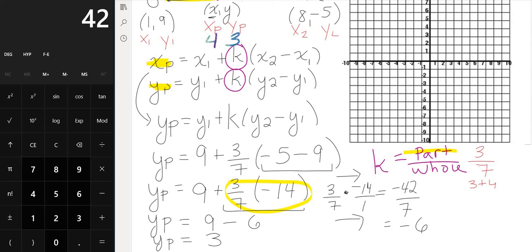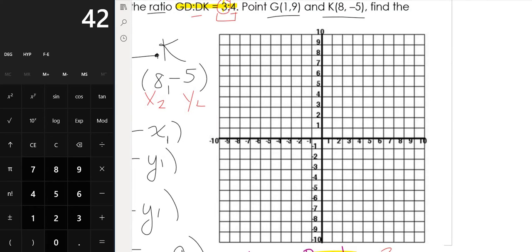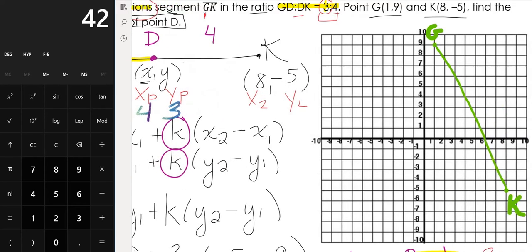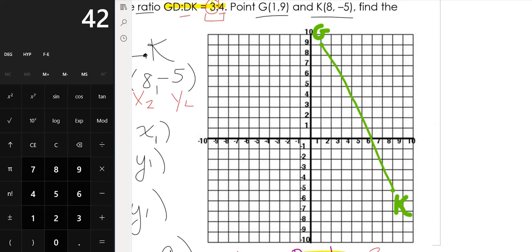Let's go to our graph to see if this makes sense. So how do we check if it makes sense? Well, you want to make sure that your point is actually partitioning the line segment. Let's go ahead and draw our line segment. G is at 1, 9, and K is at 8, negative 5. Connect the 2 points. And now let's see if the partitioning point is on that line segment. So our partitioning point we said is at 4, 3. Go to 4, 3, which would be right around here.